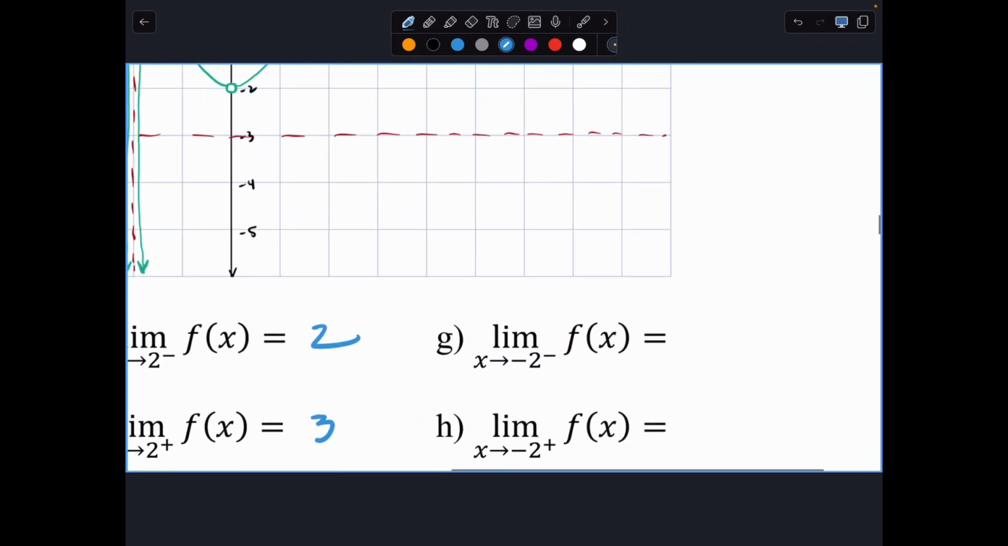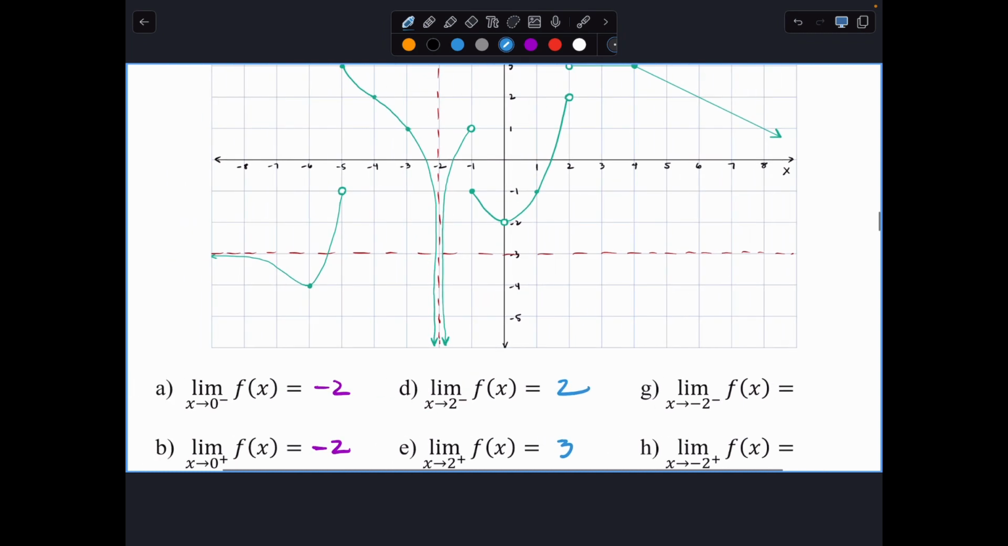As x approaches -2 from the left, this arrow indicates that the function is approaching -infinity. A limit only exists when a function is approaching a finite number. Infinity is not a finite number. It's an infinite number.